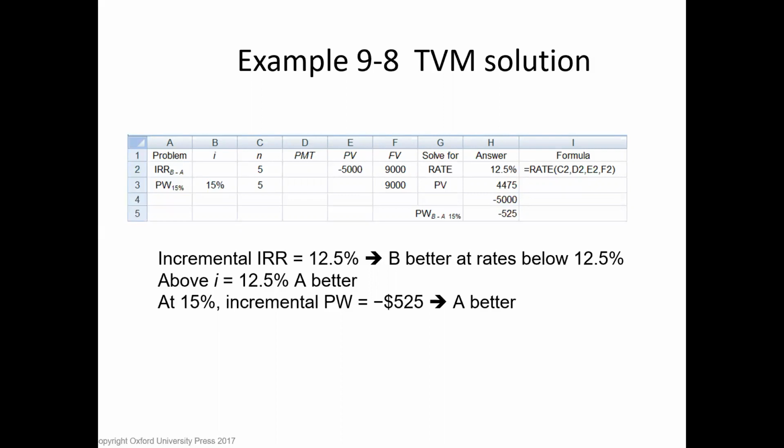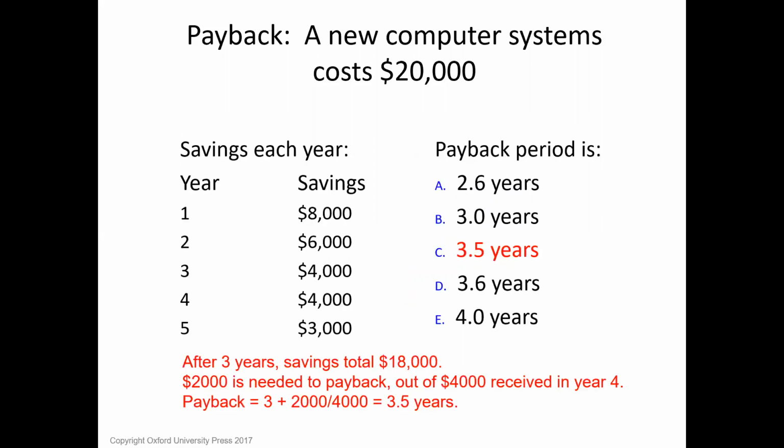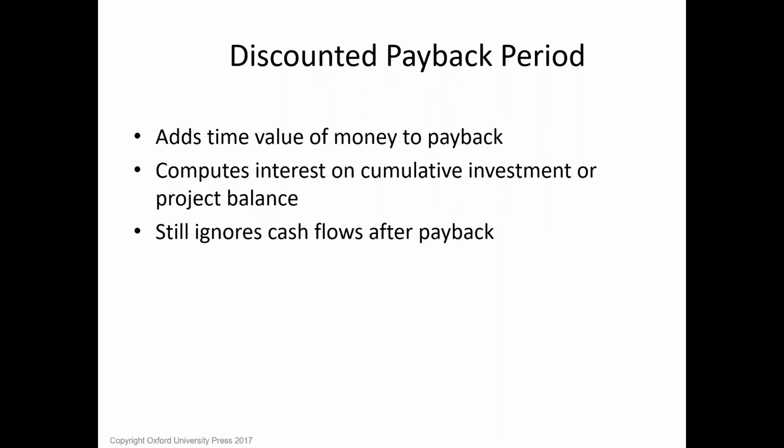A new computer system costs $20,000. What's the savings? What's the payback? If I gave you the savings of $8,000, $4,000, and $3,000 for the respective years, the payback would be 3.5 years, because you figure out when you're going to recoup 20,000, and that's going to be roughly over 3 years, below 4 years, 3.5.